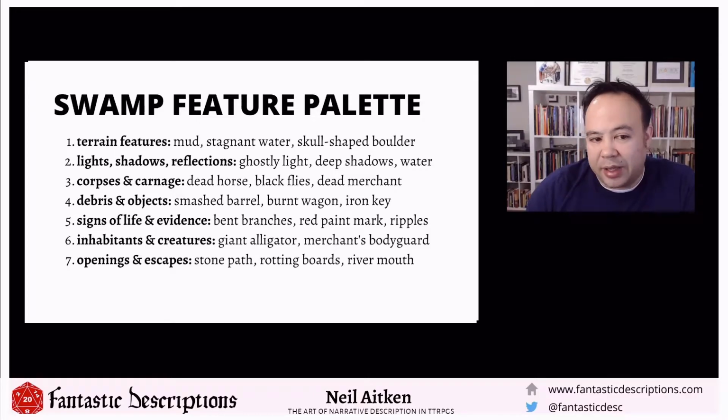Next, we would take the light, shadows, and reflection section and think about, what could we include here? Well, it's a swamp. There's probably some sort of ghostly light floating around. Maybe there are really deep shadows in some of the waters or sections of the swamp. And in terms of reflection, perhaps water. But maybe, and I might make a longer note here, that water could reflect something eerie. Maybe it shows a ghost behind you or something like that. So I'd make a couple notes about that.